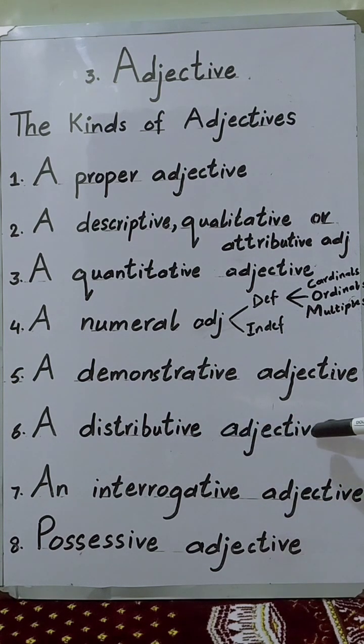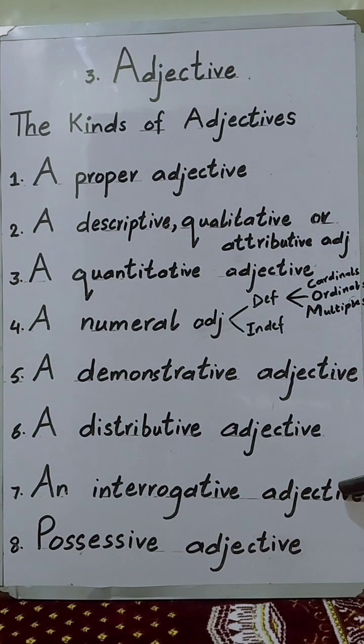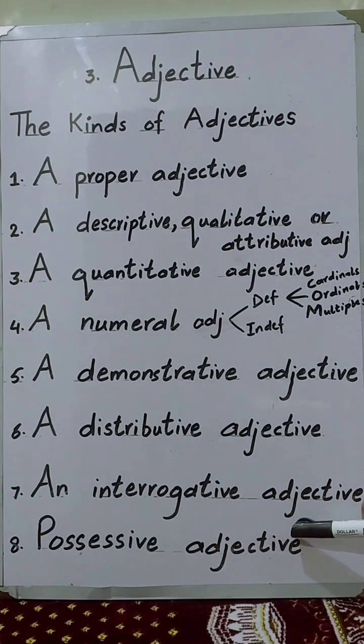A distributive adjective is one that refers to each one of a number. They are four in number: each, every, either, neither. An interrogative adjective is used to ask a question. For example, whose pen is this? What book is that? Which flower do you like best? Possessive adjectives. The words my, our, your, his, her, its, their, when used before a noun, are called possessive adjectives.